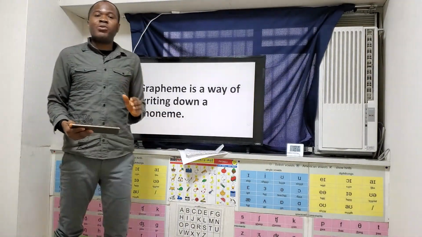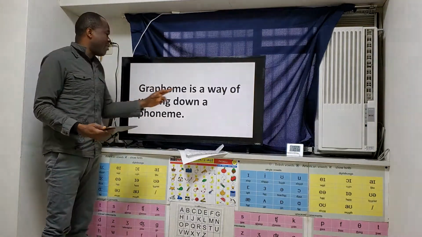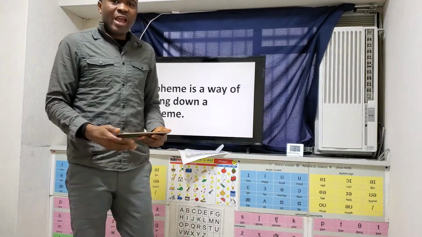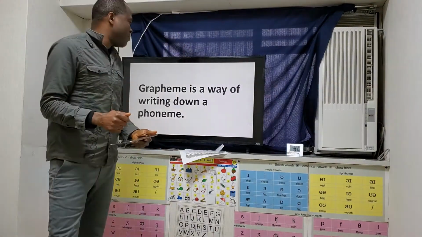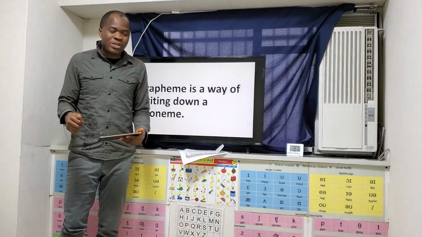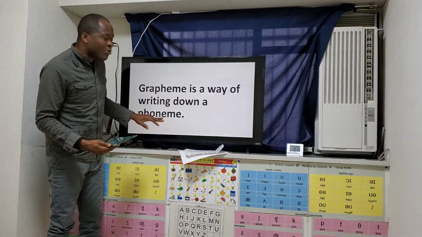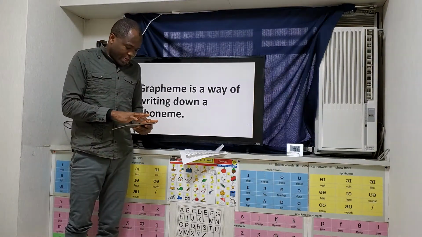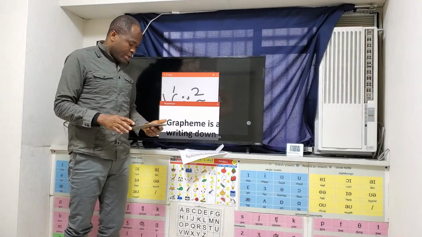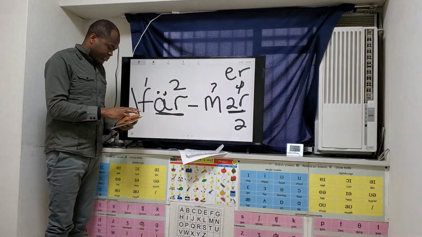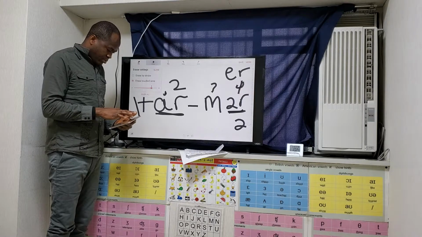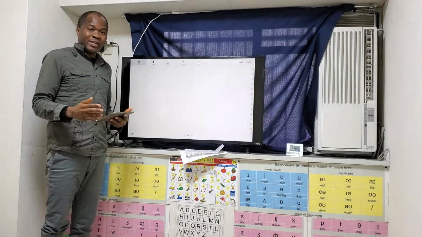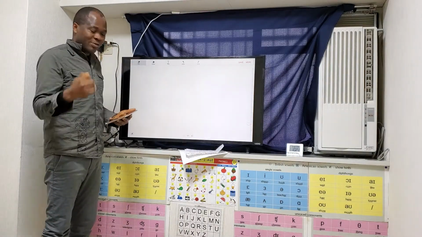Then another very important point, this is a summarized version. A grapheme is a way of writing down a phoneme. And what is a phoneme? A phoneme is a sound. Let me explain more details so that you'll be able to get the scope of everything. Let me use my whiteboard. So if you look at the whiteboard, I'm going to write a word so that we can deduce what is a grapheme and what is a phoneme.